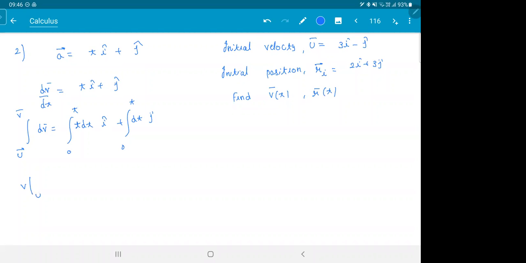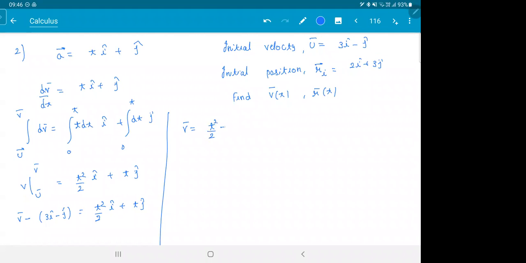This would be v will be u bar to v bar. This would be t square by 2 i cap. That will be t j cap. So this is v bar minus u bar. What is u bar? It is given 3i minus j. So you should know your vectors pretty well. So send that thing that side. So v bar will be, all the i's will be together, i caps will be together, and j caps will be together. Check.